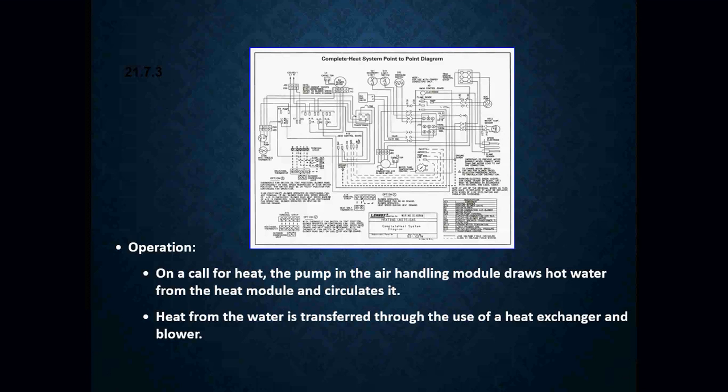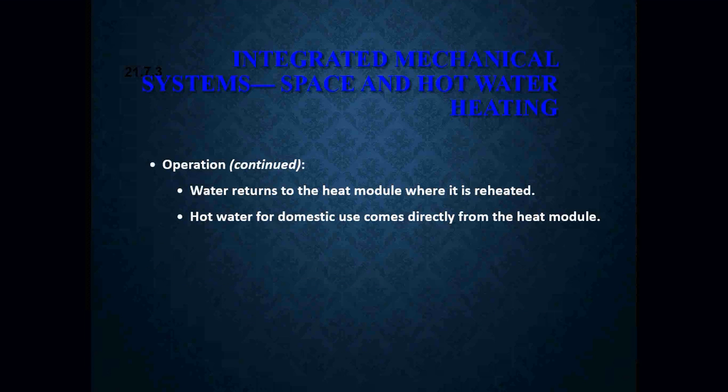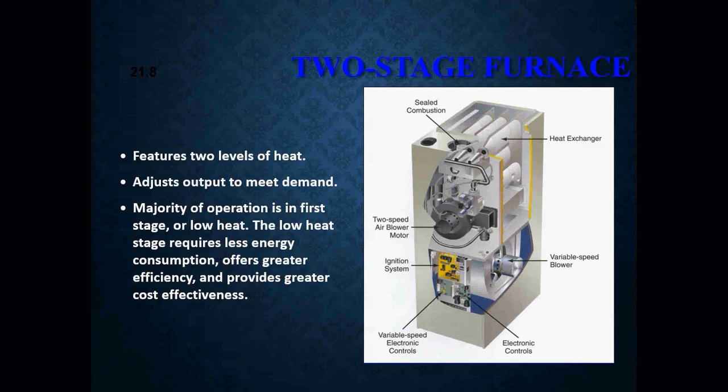On the call for heat, the pump in the air handling module draws hot water from the heat module and circulates it. The heat from the water is then transferred through the use of the heat exchanger and the blowers. Water returns to the heat module where it is now reheated, and your hot water for domestic use comes directly from the heat module.